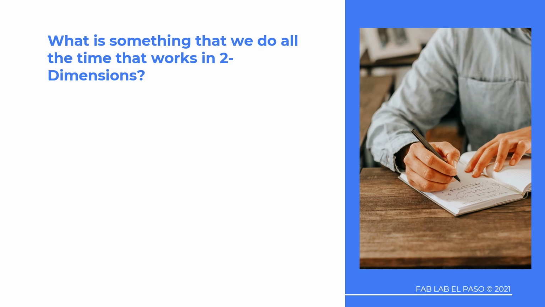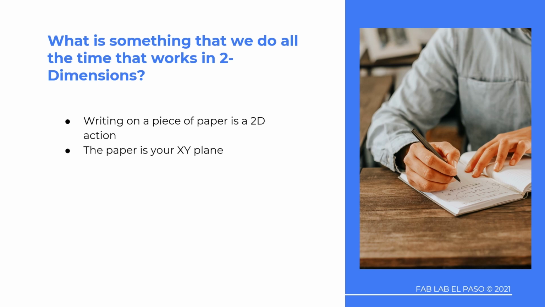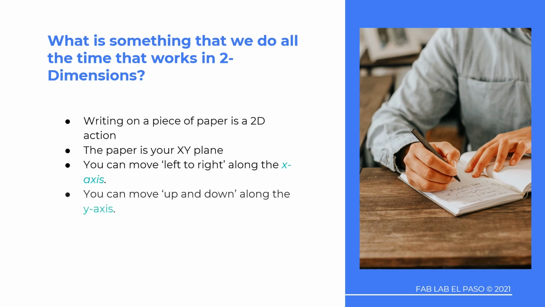There is something that we have been doing our entire lives that occurs in 2 dimensions. That action is the process of writing on a blank piece of paper. The flat piece of paper represents the space for the X and Y plane. We can move left to right along the X axis or up and down along the Y axis.